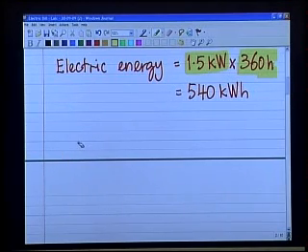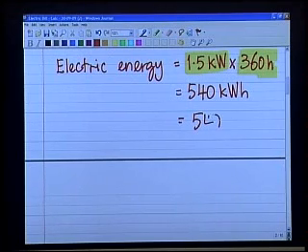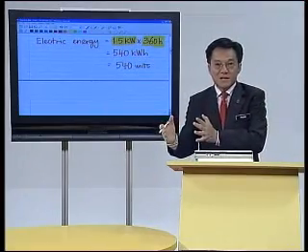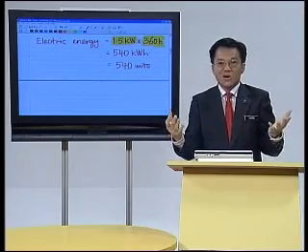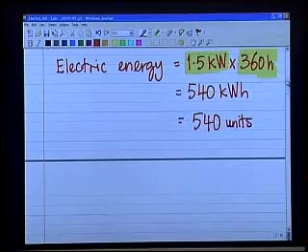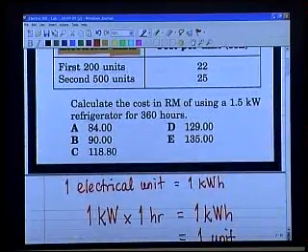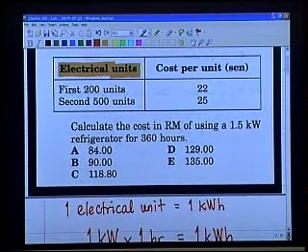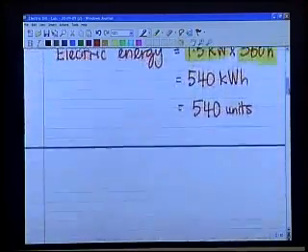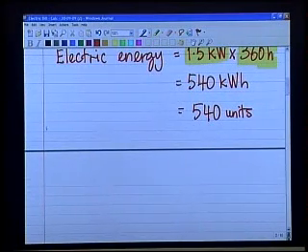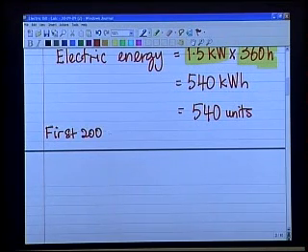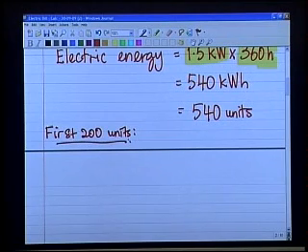Okay. So, in other words, the electric energy that is being used, what is the number of units? It is 540 units. After this, it is very mathematical. It is just calculation of the dollars and cents, so to speak. So, step by step. Look at the question again. It says, first 200 units, 22 cents per unit. The next 500 units, 25 cents per unit. So now I've got to calculate the first 200 units. I write down first 200 units. So what is the cost?